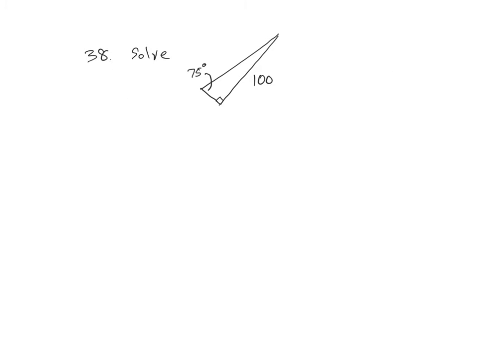Number 38 says solve this. That means solve every piece of the triangle. So we want this side, we want that side, and we also want the value of that angle. We'll call it theta. So there are 3 things we have to find in this triangle. Again, you don't want to use a trig function that has more than one missing piece, more than one variable.